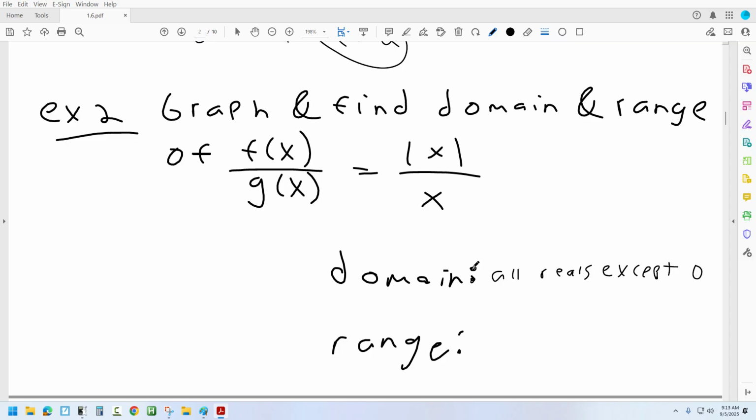So 1 or negative 1. No matter what you plug in for x, you're always going to get either 1 or negative 1 for y. So it's a very limited range.